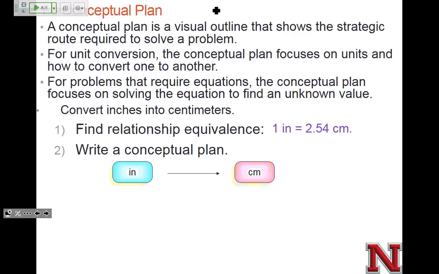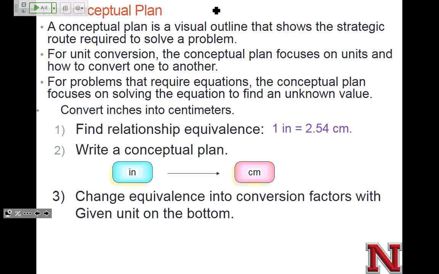And if inches are at the top, then that means my conceptual plan will put my inches at the bottom so it can cancel out. Again, it seems a little easy when we're just doing one simple conversion, but as it gets more complicated, this will help. Not something you necessarily have to do, but it can help you if you're having problems.